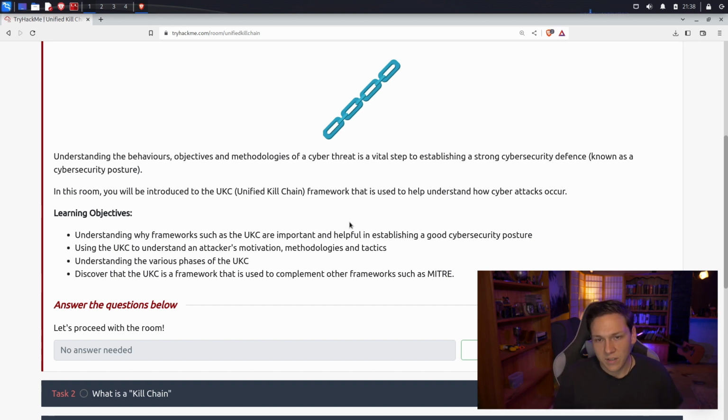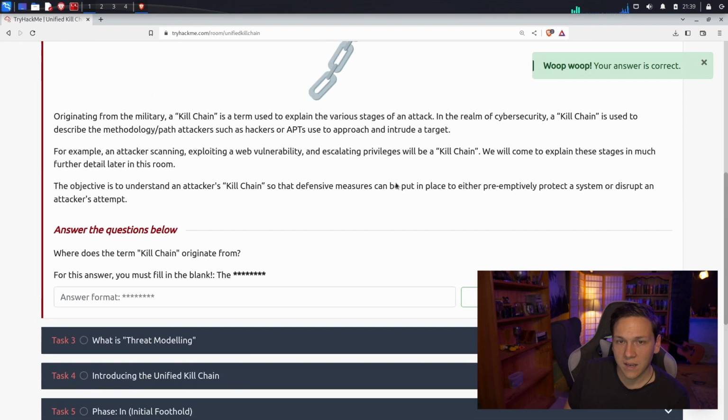Learning objectives. Understanding why frameworks such as the UKC are important and helpful in establishing good cybersecurity posture. Using the UKC to understand an attacker's motivations, methodologies, and tactics. Understanding the various phases of the UKC. Discover that the UKC is a framework that is used to complement other frameworks such as MITRE. Let's go.